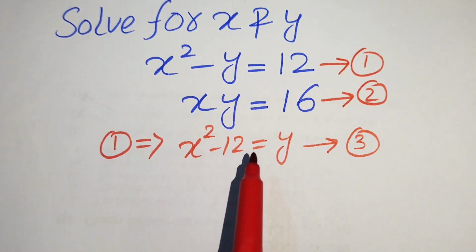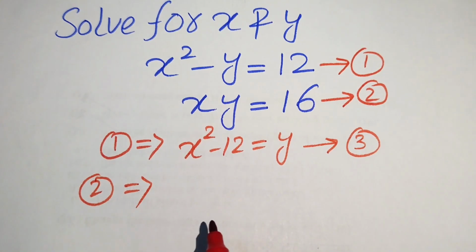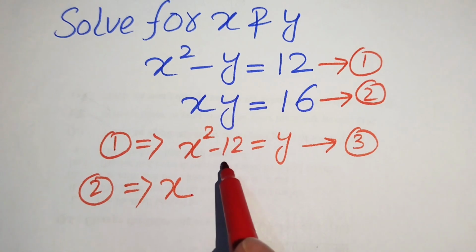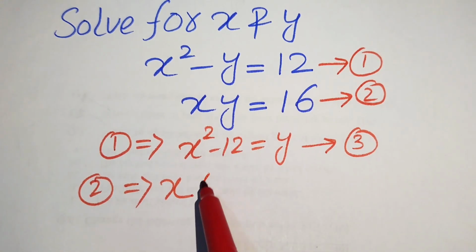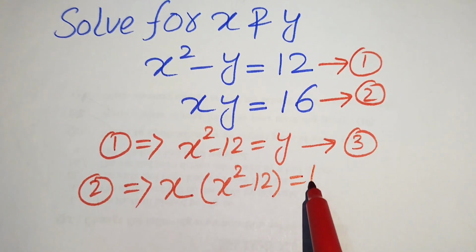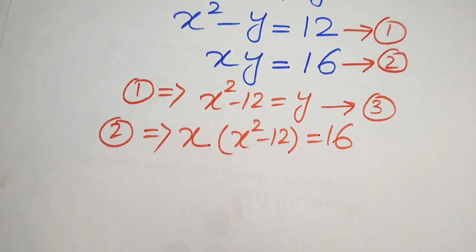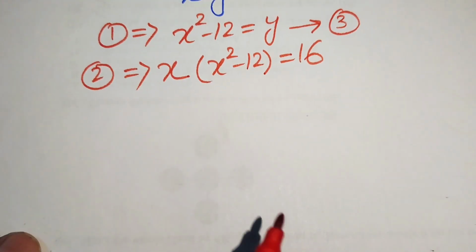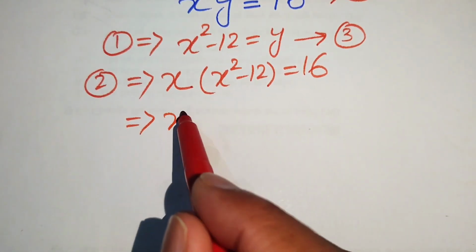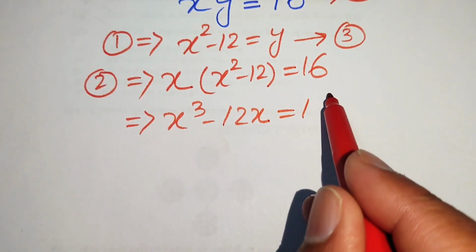Now we substitute this value of y in equation number 2. So equation number 2 implies that we have xy, where the value of y is x squared minus 12. We substitute it here: x times (x squared minus 12) equals 16. Here we need some simplification. When we multiply this x on both of these terms, it is written as x cubed minus 12x equals 16.